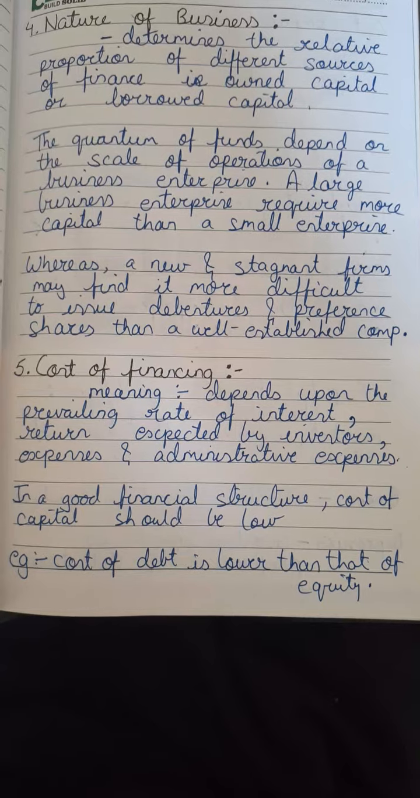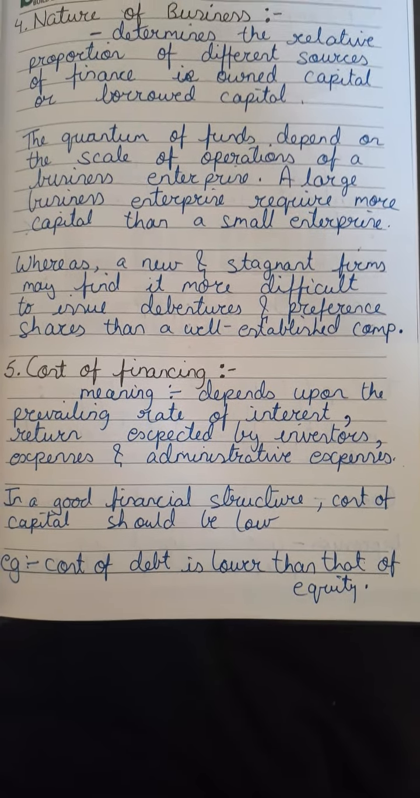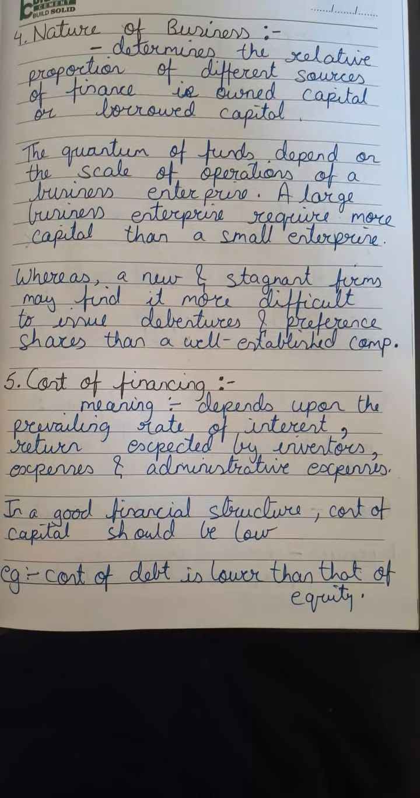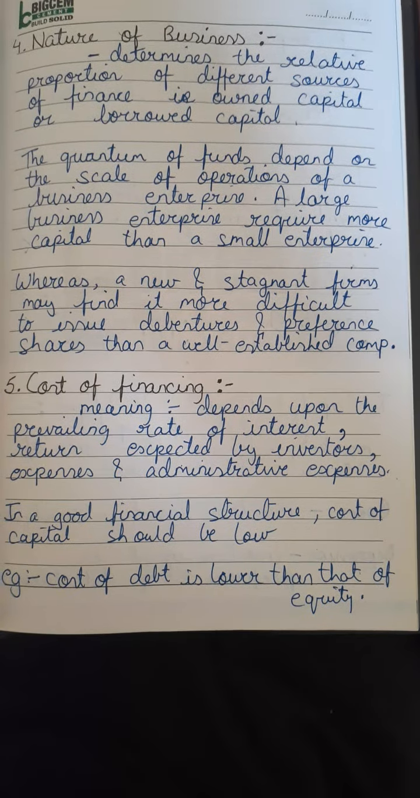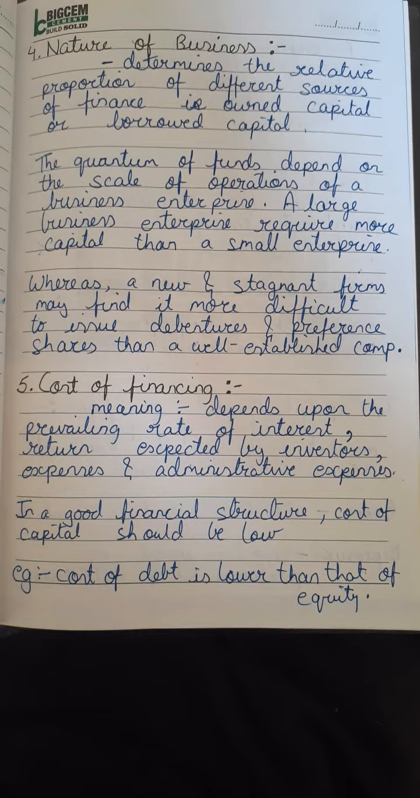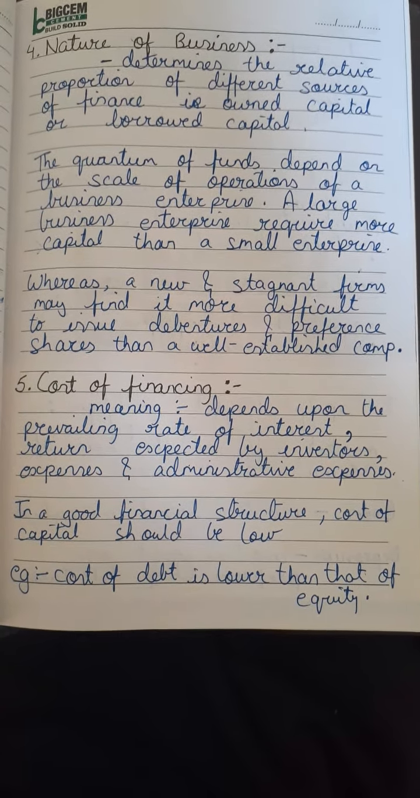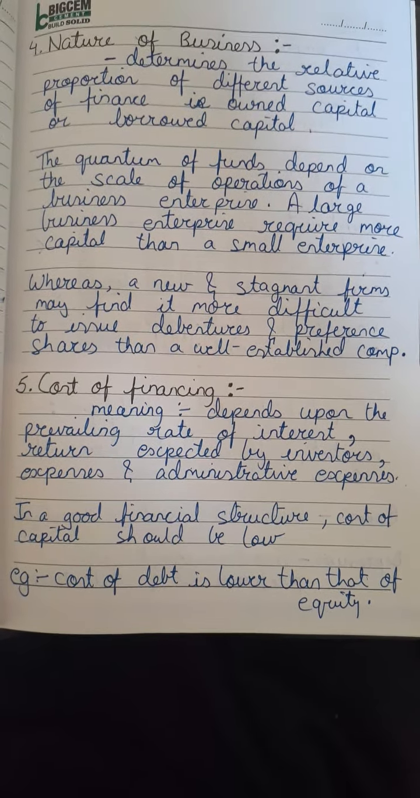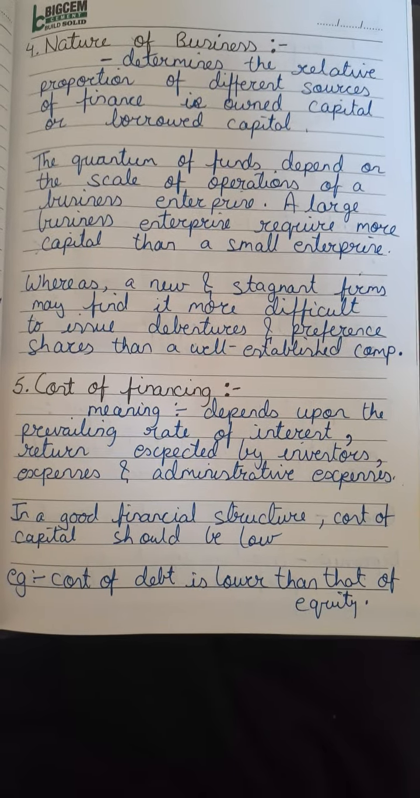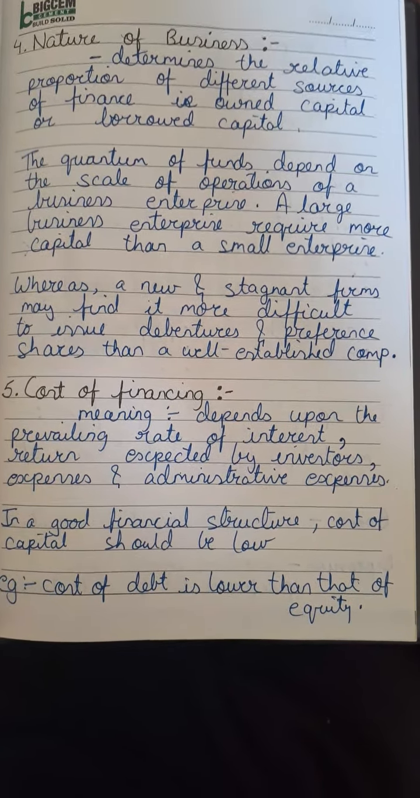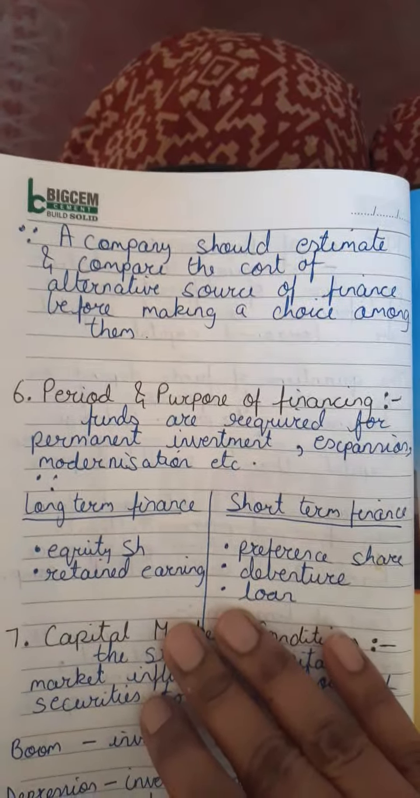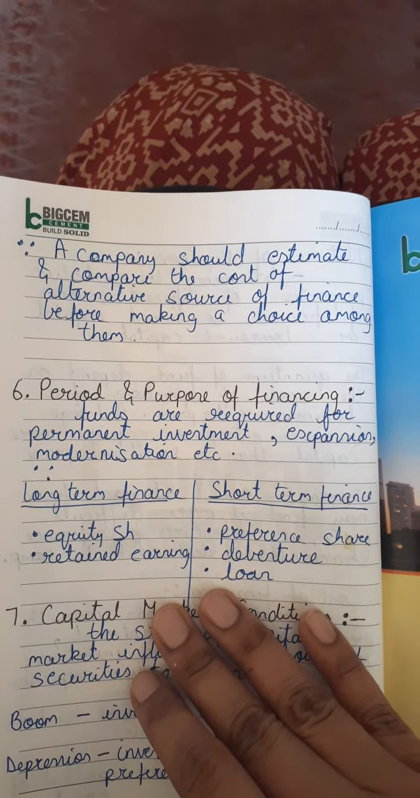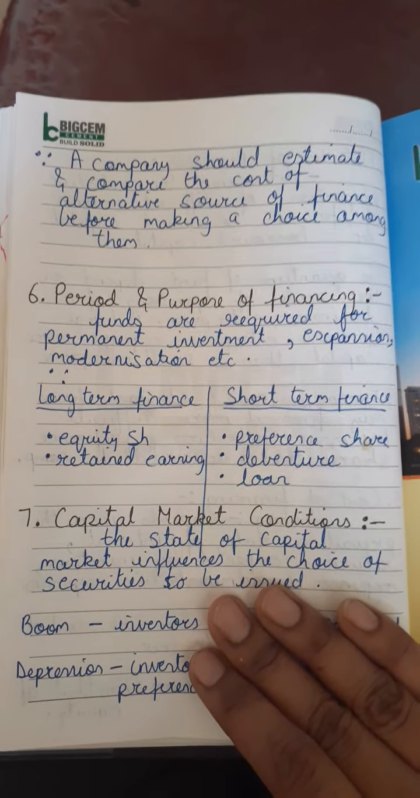Fifth, cost of financing. Cost of financing means how much expenditure a company is incurring to raise funds. And expenses include rate of interest, return expected by investors, and other administrative expenses. In a good financial structure, the cost of capital should always be low. For example, cost of debt is lower than that of equity, which means that when you raise funds through debentures, through borrowed capital, the cost is comparatively lower than raising funds through owned capital. Therefore, it is advisable that a company should estimate and compare the cost of alternate sources of finance before making a choice among them.